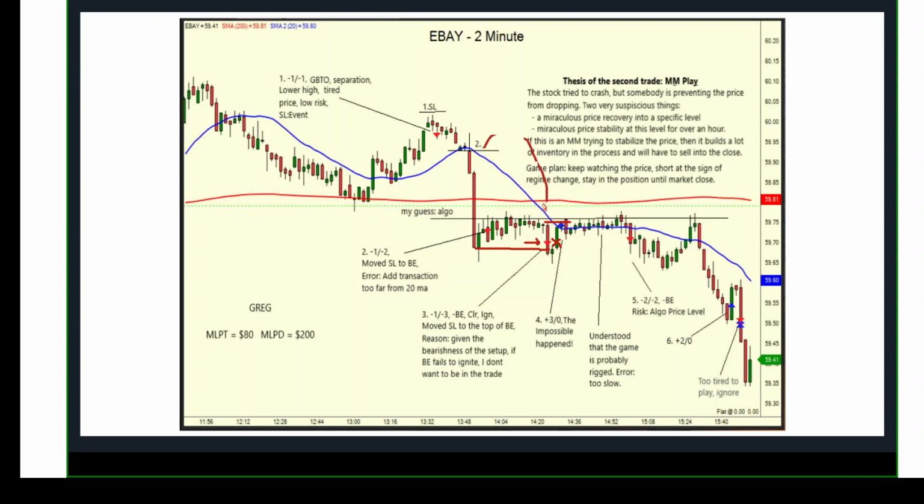I would expect you to bring down your stop first here, and then maybe later you can use a big bar stop here, because I agree, if this big bar fails, the trade is in trouble. Oh, you explained it in 3. Okay, let's see. Bear elephant bar, clearing, igniting. Move the stop loss to the top of the bar. Given the bearishness of the setup, if the bear elephant fails to ignite, I don't want to be in the trade. Yeah, I can agree with that, because if this thing fails, there's probably something wrong with the trade, right? And so it's okay to get out of the trade here.